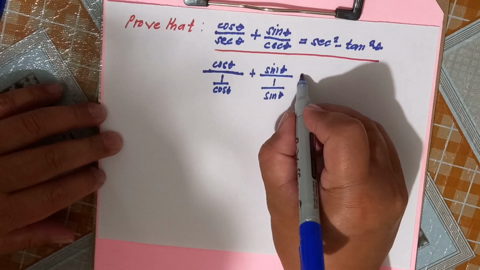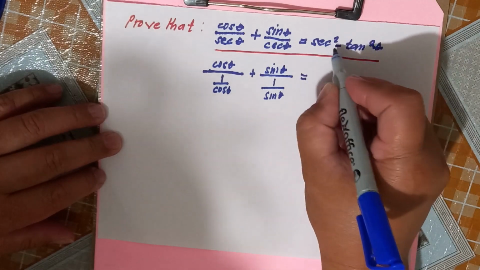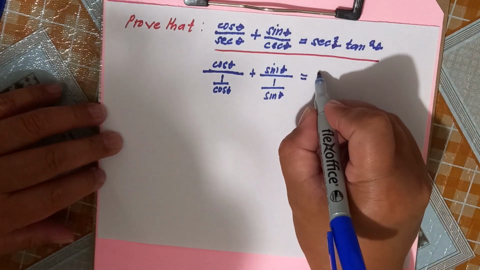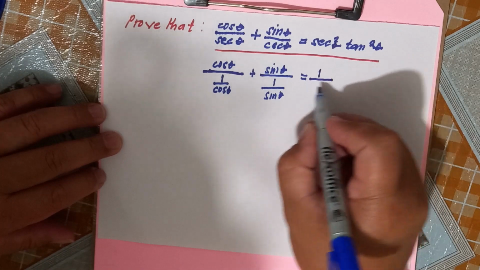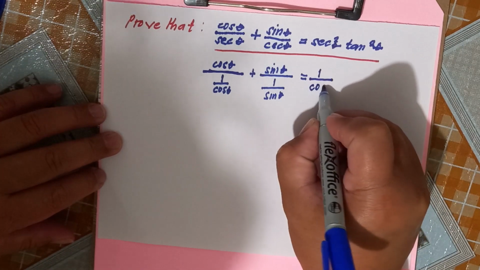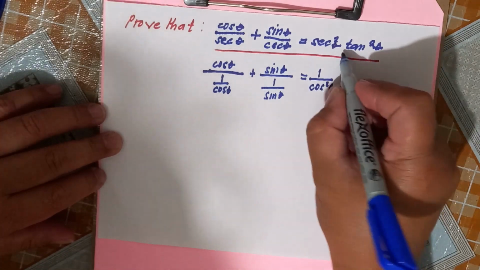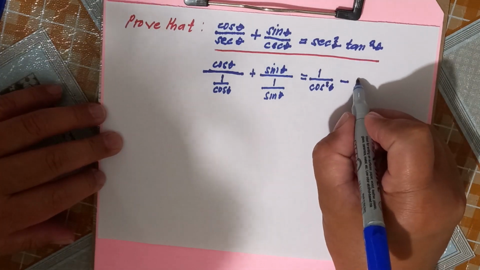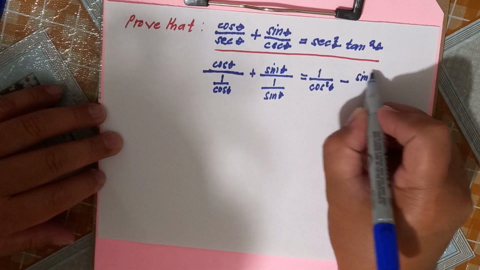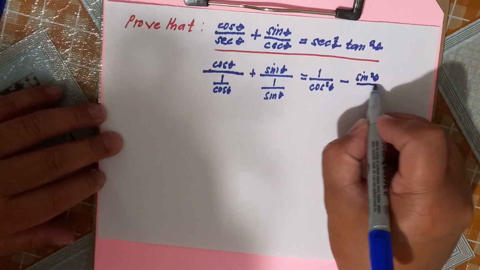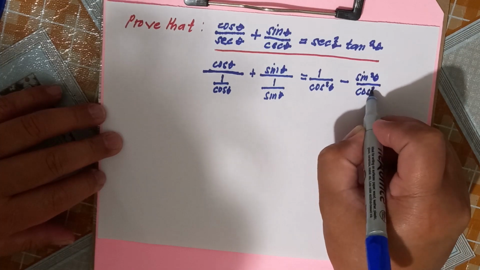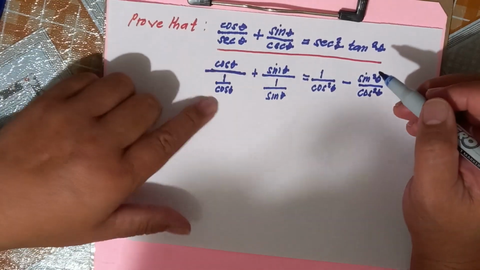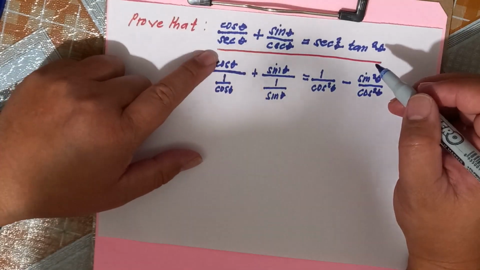Now, what about the other side? Notice that secant squared theta is the same as 1 over cosine squared theta, minus tangent squared theta, which is the same as saying sine squared theta over cosine squared theta.